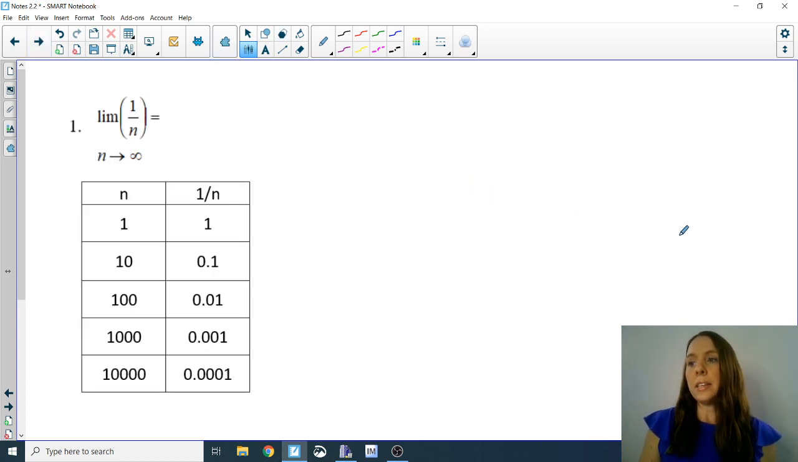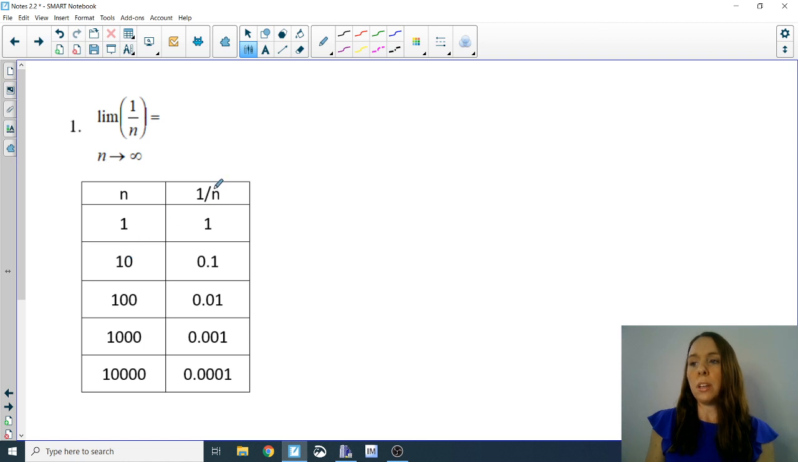Okay, so here's what I did for number 1. I set up a little table of values where I just chose any starting point for my n value. So I decided to start with an n value of 1, and I'm using the expression 1 divided by n to see what comes out. So 1 divided by 1 is 1, and that's the first row in my table. I then make n larger, and I can choose any larger value than 1 that I want. So I just decided to go by tens, like multiples of 10 here.